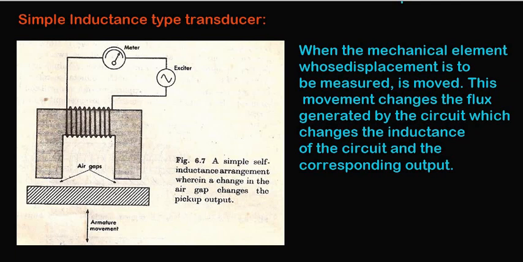The figure here shows a simple coil inductance type. Here the magnetic material is connected to an electric circuit and it is excited by an AC source. At the bottom there is another magnetic material that acts as the armature. As the armature moves, the air gap changes with changes in flux, which changes the inductance generated in the circuit and the corresponding output changes.